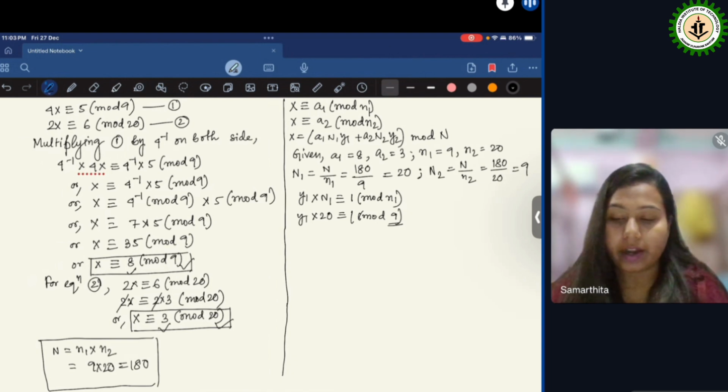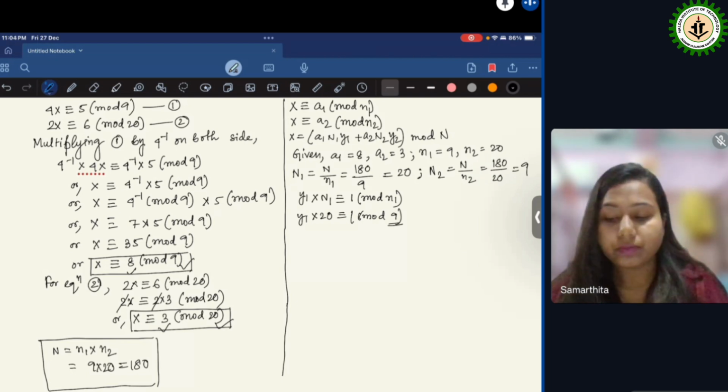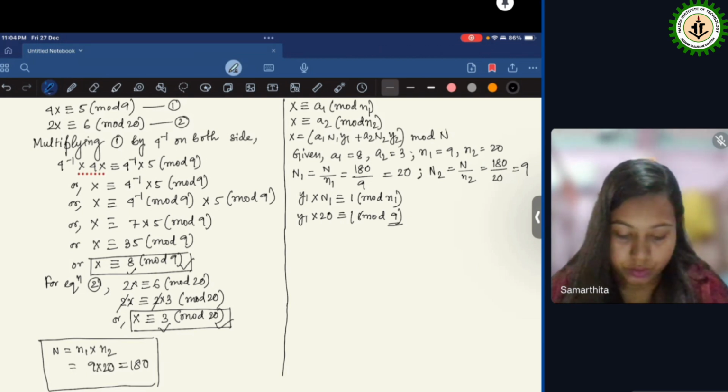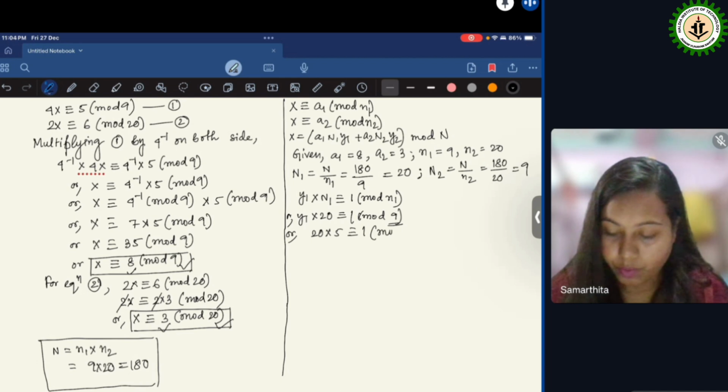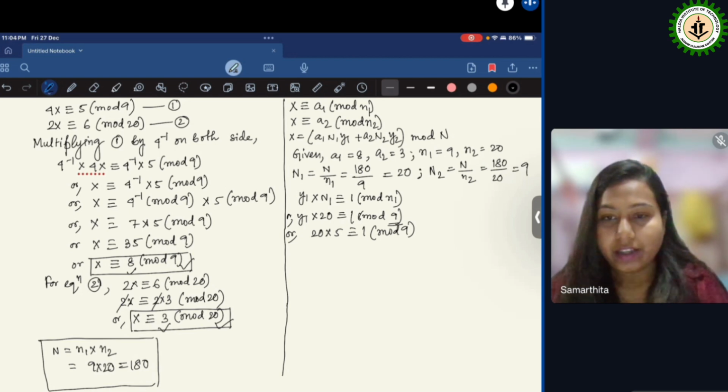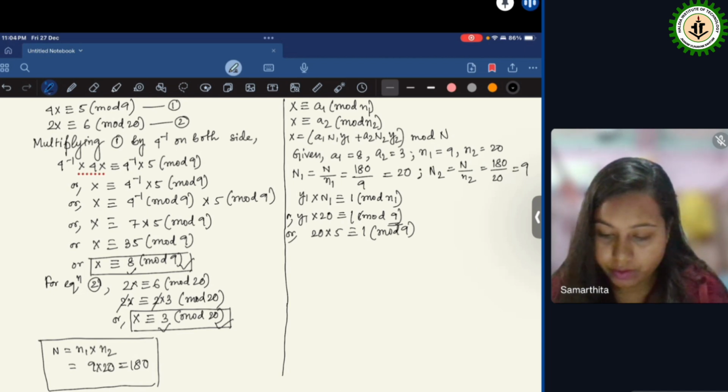So I am proceeding, and let's try for 20 into 4. 20 into 4, again the remainder is not 1. So let's try for 5. Okay, so now 20 into 5 is congruent to 1 mod 9. See, the remainder is 1, because 20 into 5 is 100, and when we divide by 9, it will be 99 and the remainder is 1. So our required value y1 equals 5.